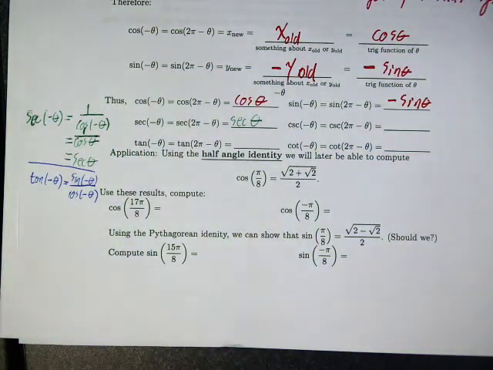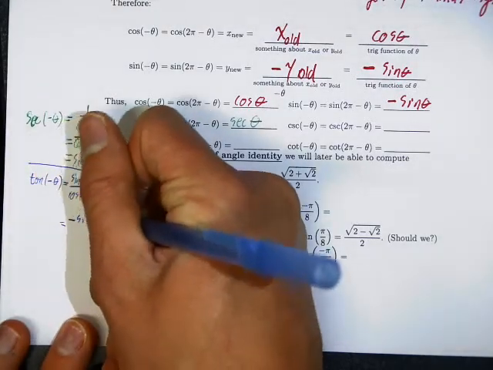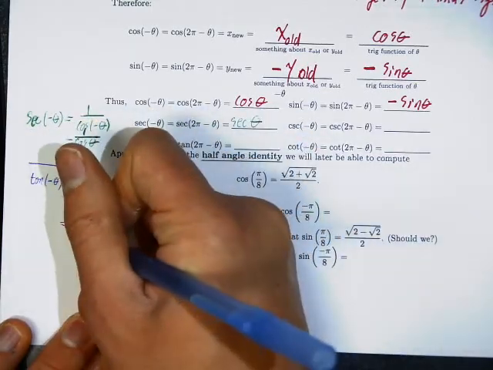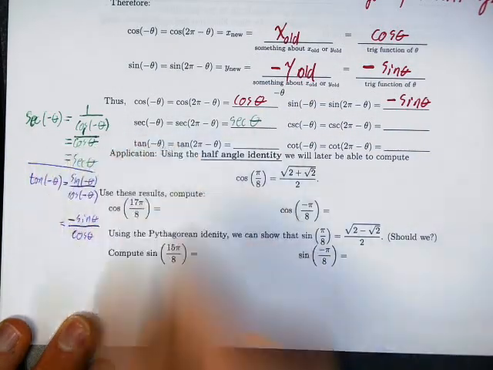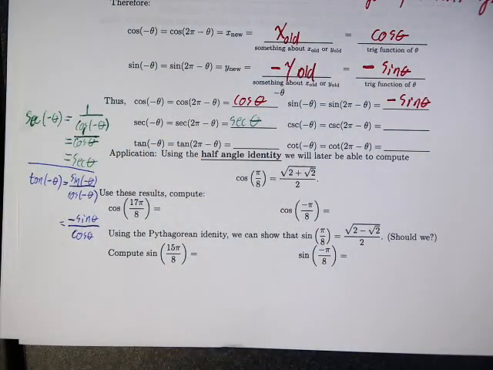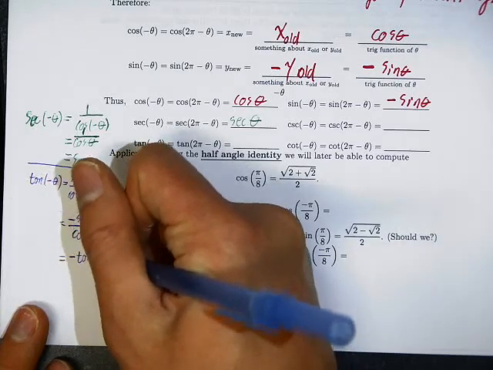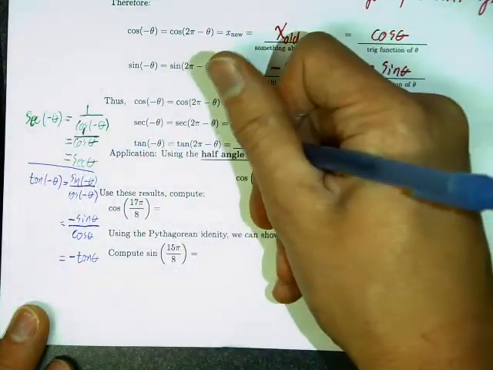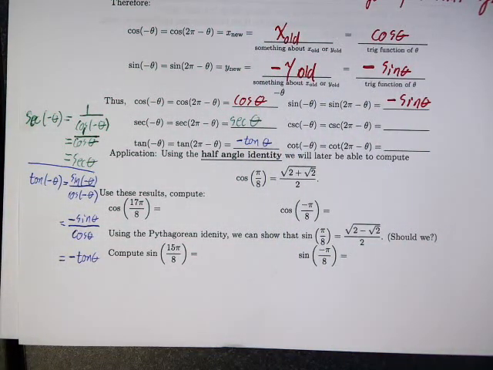And now let's play the same game. What's the sine of negative theta? Negative sine theta. What's cosine of negative theta? It's cosine theta. So I get negative sine theta over cosine theta, and what is that? Negative tangent. So tangent of negative theta is negative the tangent of theta. How do people feel about that?